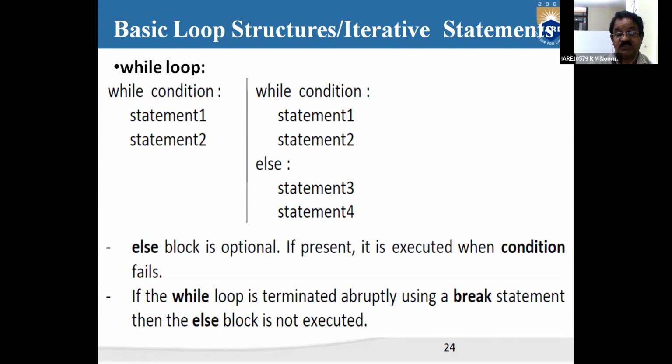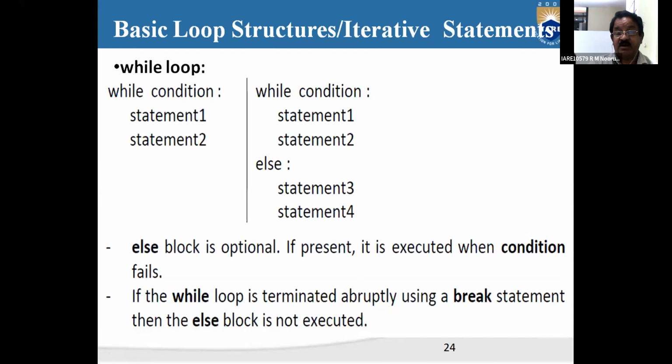Even if the condition is false, it will not enter into the else part. Why? Because you have made use of a break statement within the while statement. See the difference. If the while loop is terminated abruptly by using the break statement, then the else block is not executed. If you are not using a break statement within the while statement, then if the condition is false, it will enter into the else part.